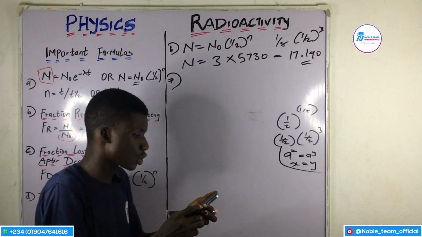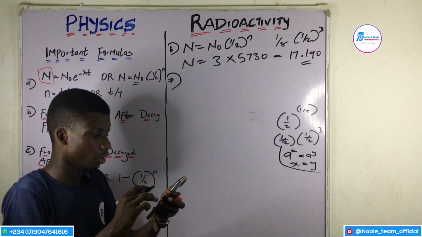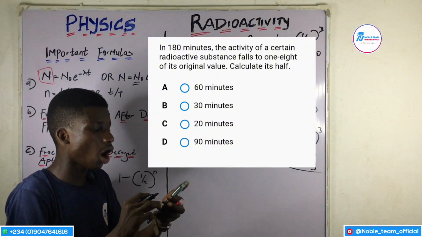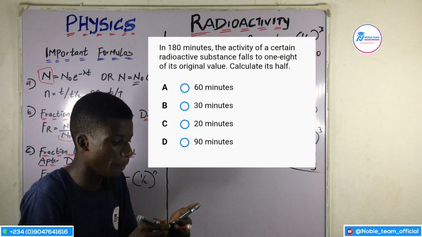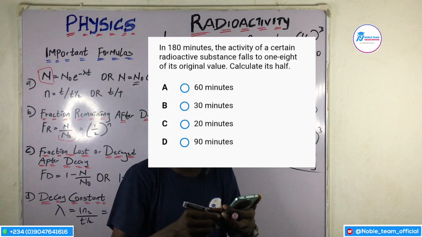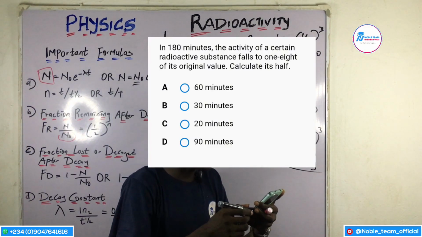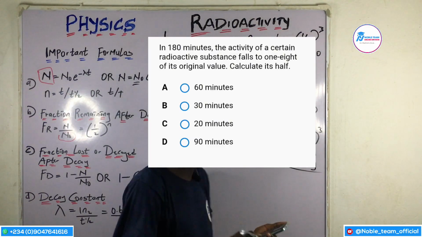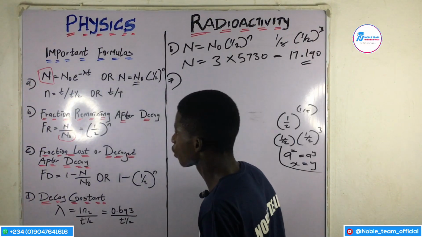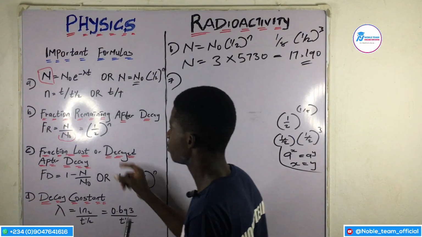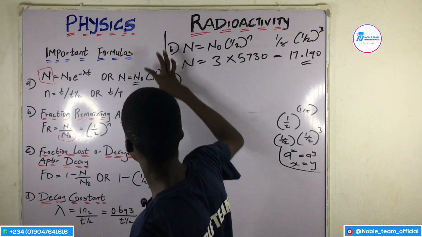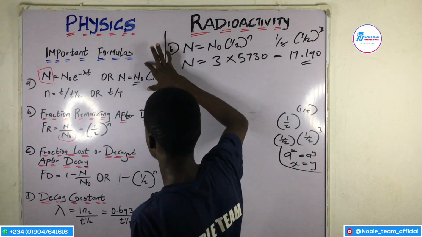Question 7 says in 180 minutes the activity of a certain radioactive substance falls to 1/8 of its original value. Calculate its half-life. We have been asked to calculate its half-life. So what formula are we going to be using? We are going to be making use of this formula.